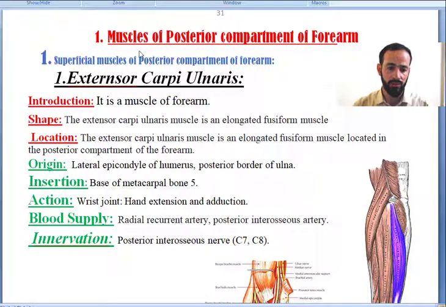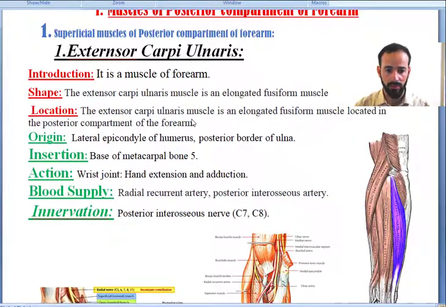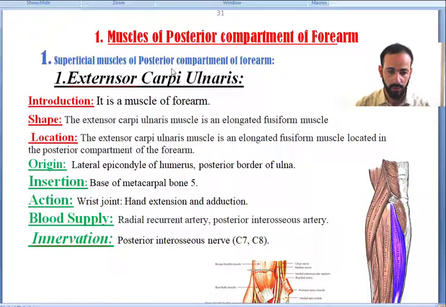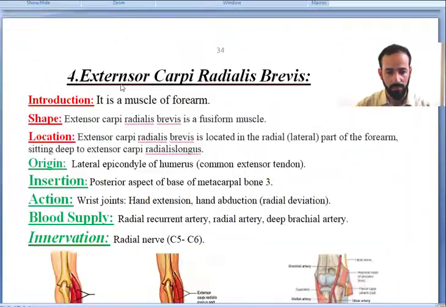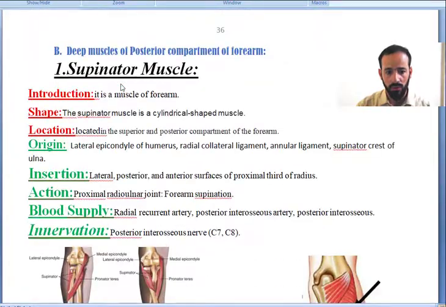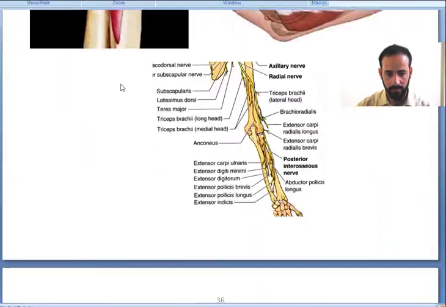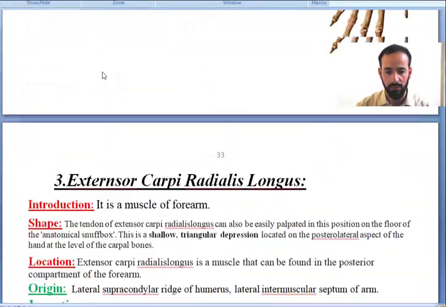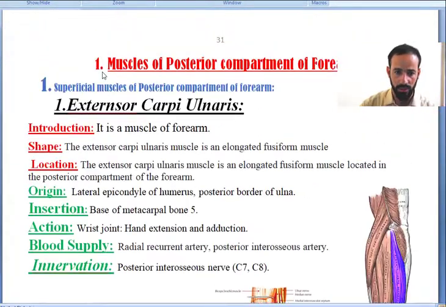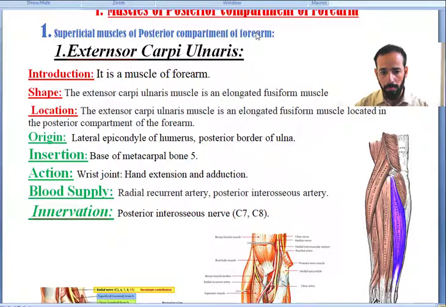Now in this lecture we are starting with the muscles of the posterior compartment of the forearm, right? As we know, our forearm posterior compartment is also divided into the superficial muscles of the posterior compartment and the deep muscles of the posterior compartment of the forearm, right? Now first we will discuss the muscles of the superficial layer, or superficial compartment, of the posterior compartment of the forearm.